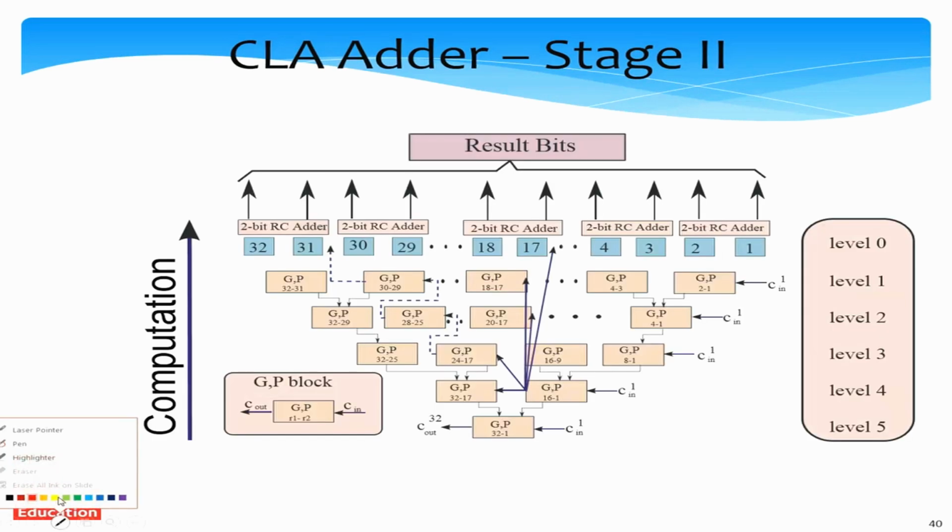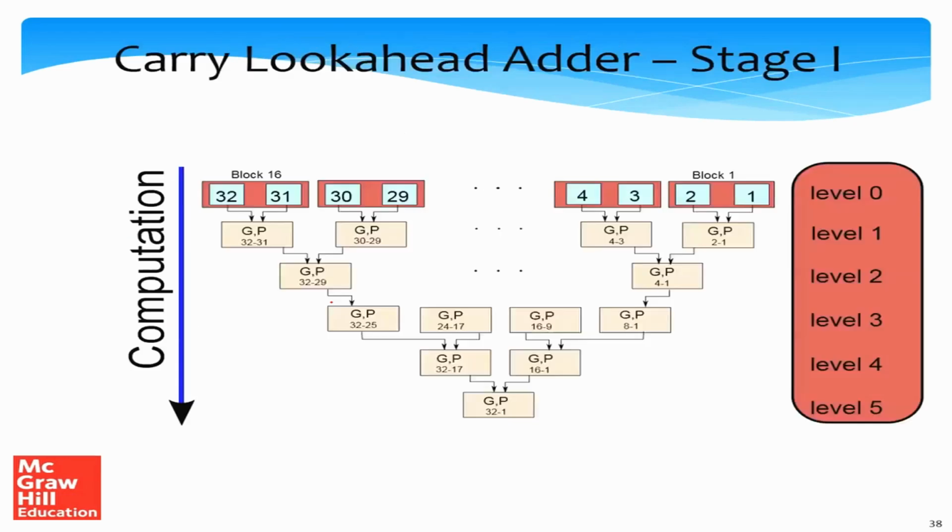Let us now look at stage 2 in all its detail. Recall that this is exactly the same diagram that we have been looking at earlier for stage 1. There are a couple of changes, so I'll discuss that. In stage 1 the aim was different. The aim was to compute the generate and propagate functions level by level.